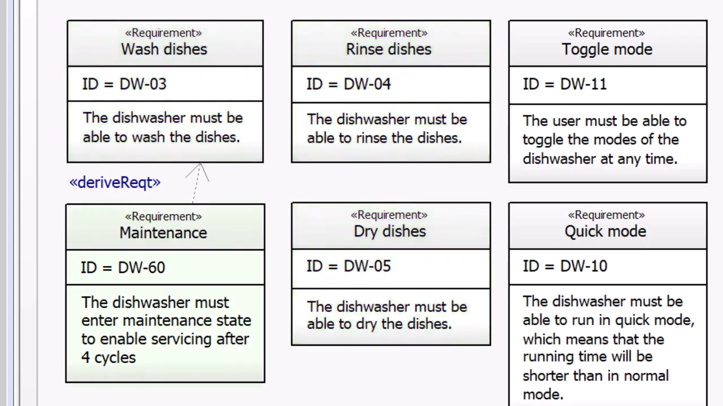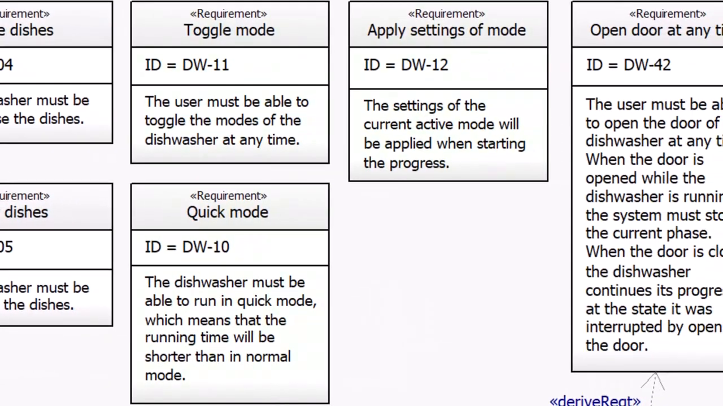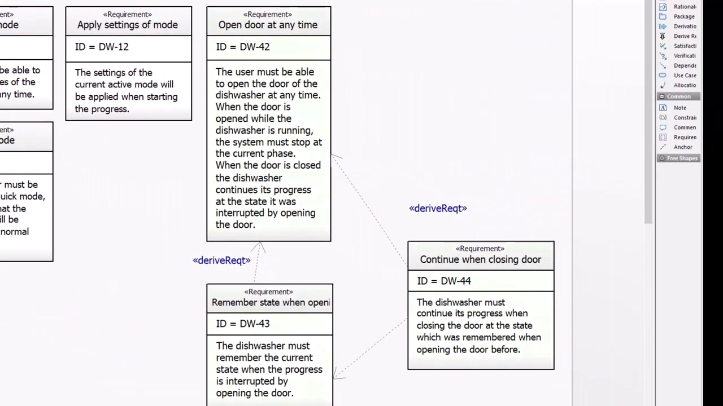For maintenance reasons, the dishwasher must enter a maintenance state after 4 cycles and should not be usable until servicing is performed. It has 2 modes, quick and intense, which is to be chosen by the user. If the door is open during the cycle, upon closing of the door the dishwasher shall continue the cycle from where it stopped.